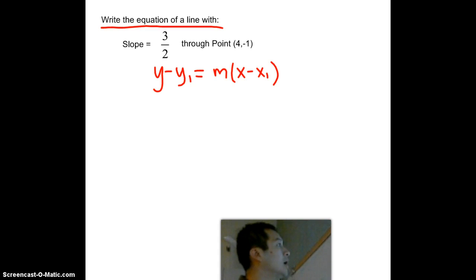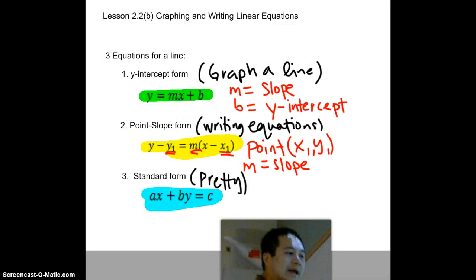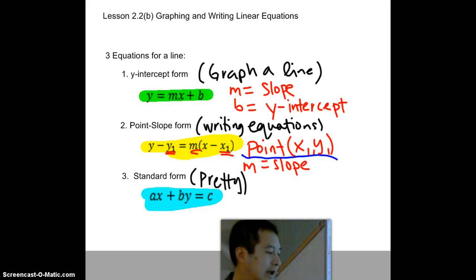First of all, I need 2 things when using this equation. What 2 things do you guys remember? 2 things I need are a point and a slope.